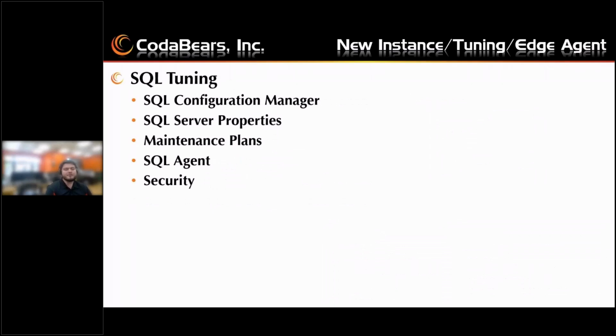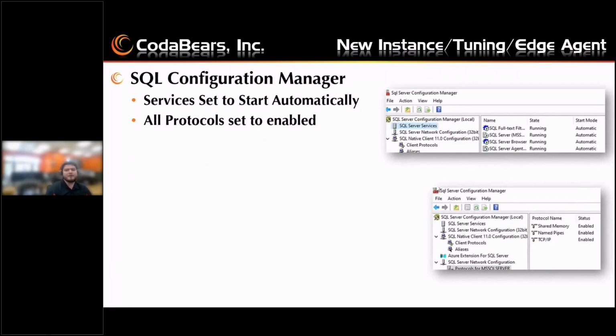Now we'll be going into the SQL tuning. In this section, I'm going to walk through the SQL Configuration Manager, the SQL Server properties, maintenance plans, the SQL agent, and then some security tidbits. For the SQL Configuration Manager, you'll want to make sure that all of your services are set to start automatically. This can be done also in the services or the Microsoft Services section, but this is a good place to check if they are. Full text filter daemon normally doesn't give you that option when creating a SQL server, so you'll have to turn that on to automatic in the services section regardless.